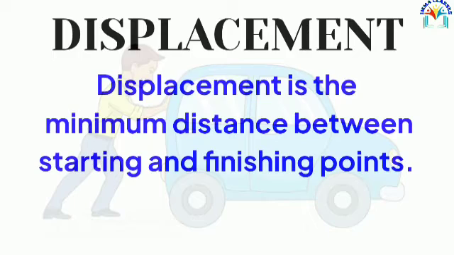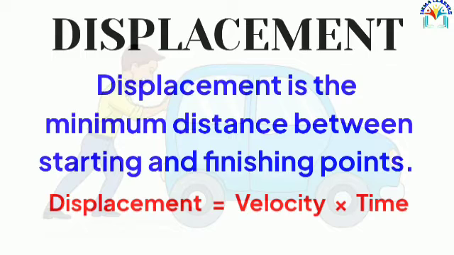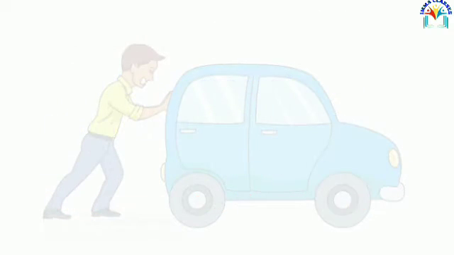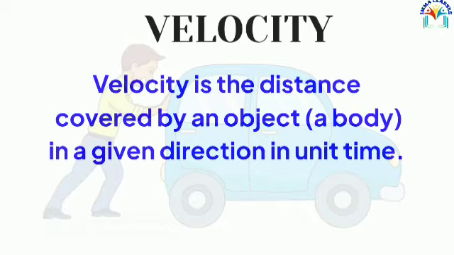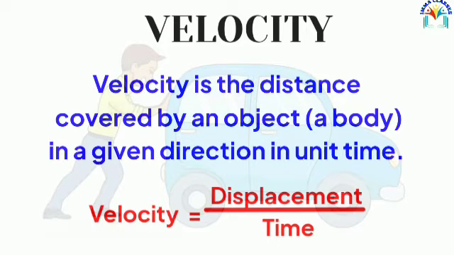Displacement. Displacement is the minimum distance between starting and finishing points. Displacement is equal to velocity multiplied by time. Velocity. Velocity is the distance covered by an object in a given direction in unit time. Velocity is equal to displacement upon time.